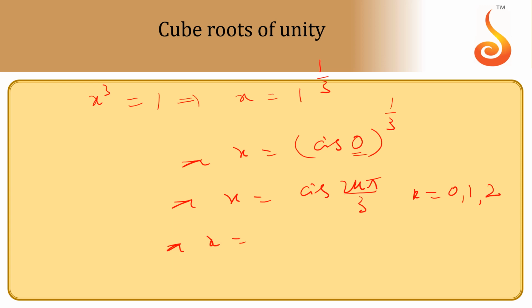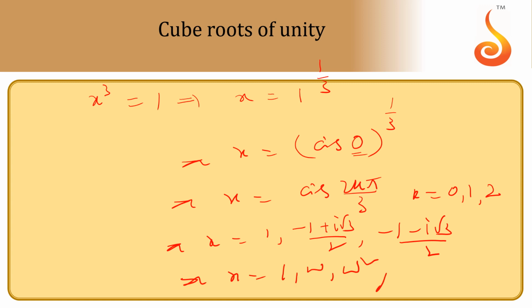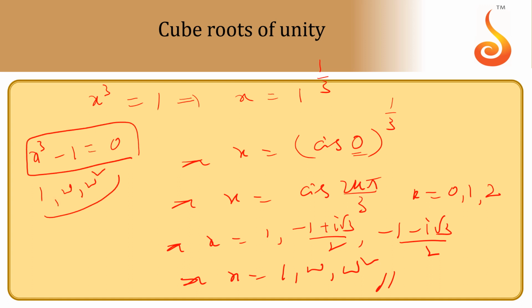So if you substitute k equal to 0, 1, 2, you will get 1, minus 1 plus i root 3 by 2, minus 1 minus i root 3 by 2, and you know that they are called 1, omega and omega square. So there are a lot of properties for 1, omega, omega square. Their sum is 0, their product is 1, because they are the roots of the cubic equation x cube minus 1 equal to 0. So you can apply theory of equations to understand all those properties.